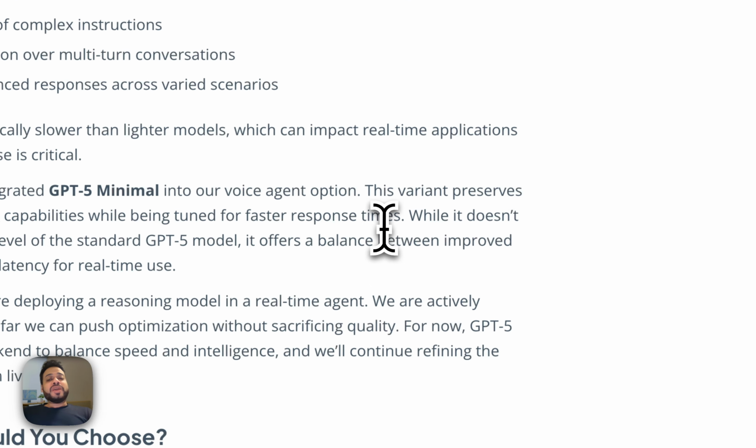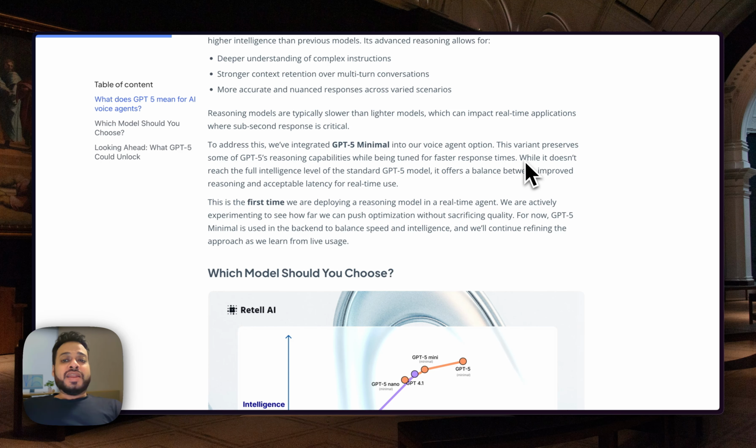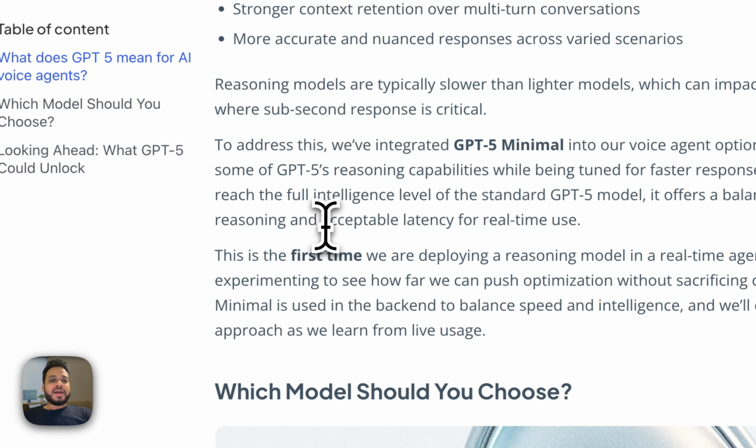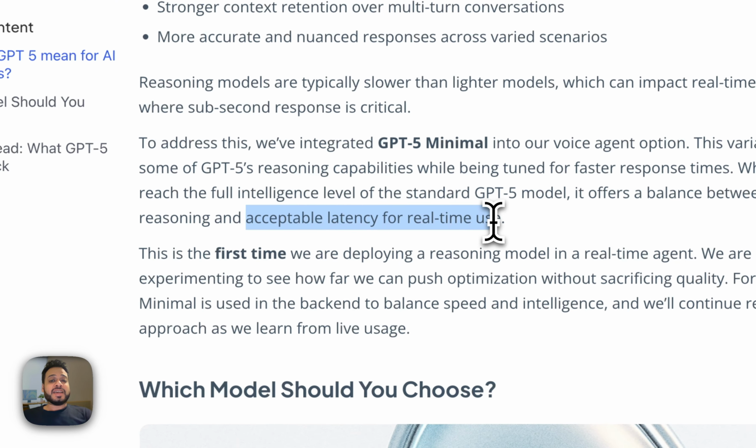Like I said, we have to make a trade-off between intelligence and timing, and this is what they are telling in the next line. While it doesn't reach the full intelligence, which is not really what we need. We are not solving quantum problems on a phone, but we want the model to be intelligent enough to not hallucinate, follow the instructions, and just be reliable 99% of the time. So Retell is making a trade-off, which is the correct way to do it, of intelligence as well as the balance between improved reasoning and acceptable latency for real-time use.